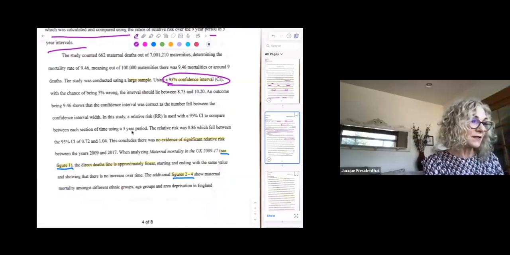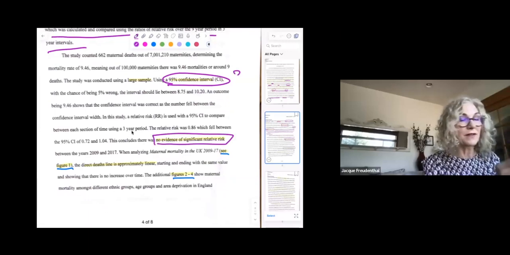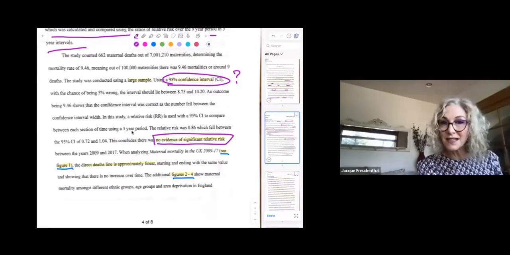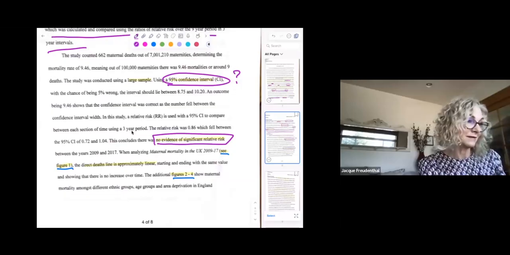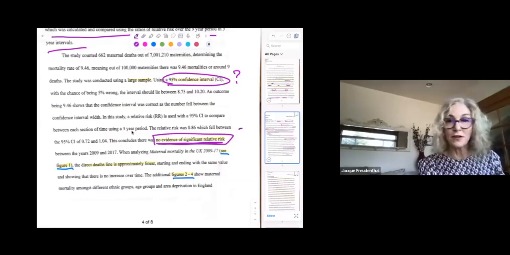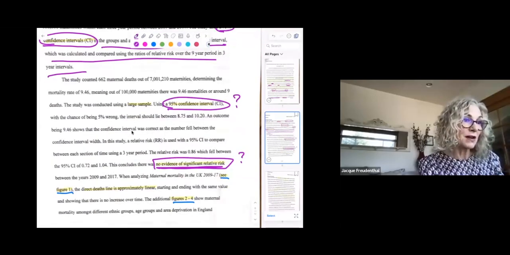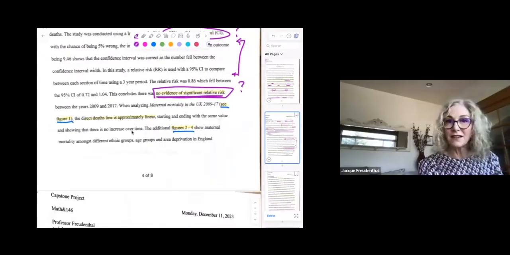There's no evidence, so you need to explain. I don't know what that means. No evidence or significant relative risk. So why? If there's no evidence, then we need to talk about a p-value, or I'm not sure what that means. But in a confidence interval, we would talk about if it falls inside or outside the interval. So it's not really clear. It's almost like there's just some copying of what was in the study and putting it in here.